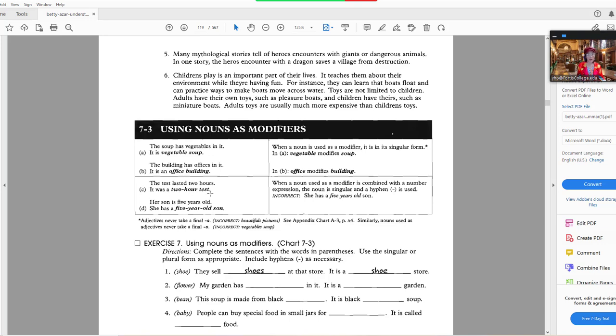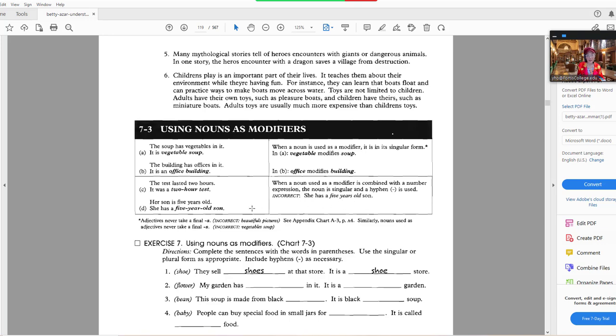It was a 2-hour test. She has a 5-year-old son. So if the age of the son or the age of the person comes before the noun, then you have to put hyphens: 5-year-old. So when a noun is used as a modifier and is combined with a number expression, the noun is singular and a hyphen is used. So she has a 5-year-old son.